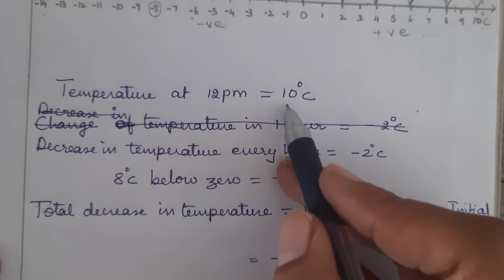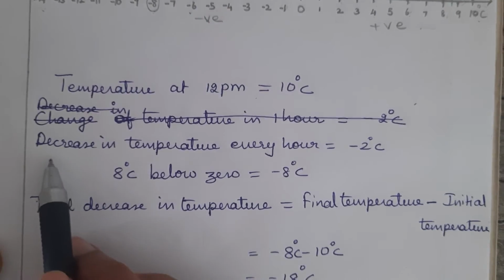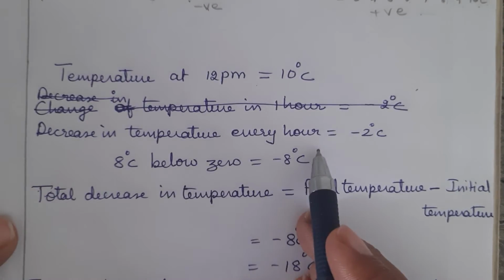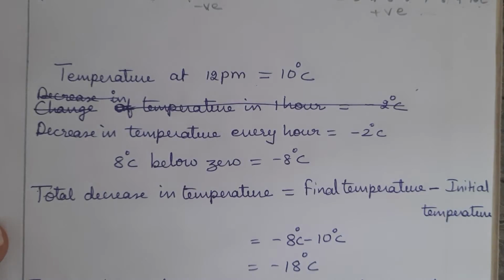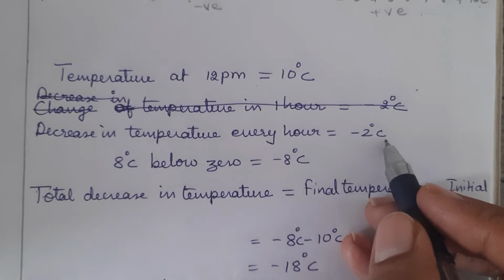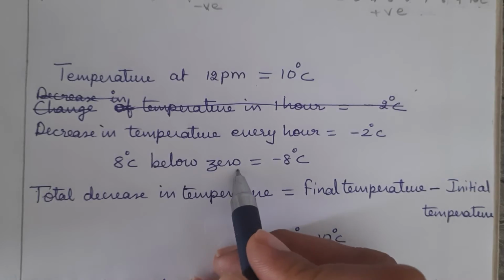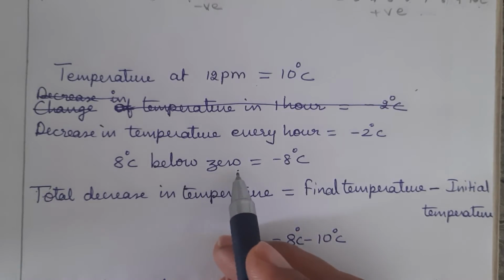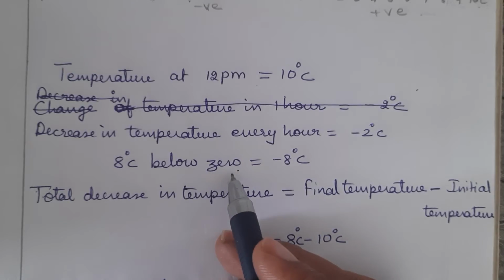temperature at 12 p.m. is equal to 10 degrees Celsius, right? Now if you see the decrease in temperature every year, what is the decrease in temperature every year? Every year it keeps decreasing 2 degrees Celsius. Since it's a decrease, we should take it as minus 2 degrees Celsius. Now what is given there? It is 8 degrees Celsius below 0. 8 degrees Celsius below 0 means what? It's minus 8 degrees Celsius because it's below 0.